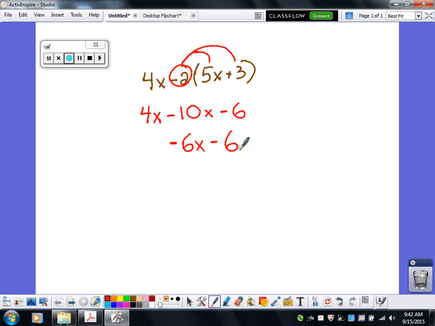Any questions, guys? All right, so those are the basics as far as the distributive property and like terms go. You can only add or subtract things together that are like terms. Now when you multiply, that's a different story, and we'll get into that a little bit later.